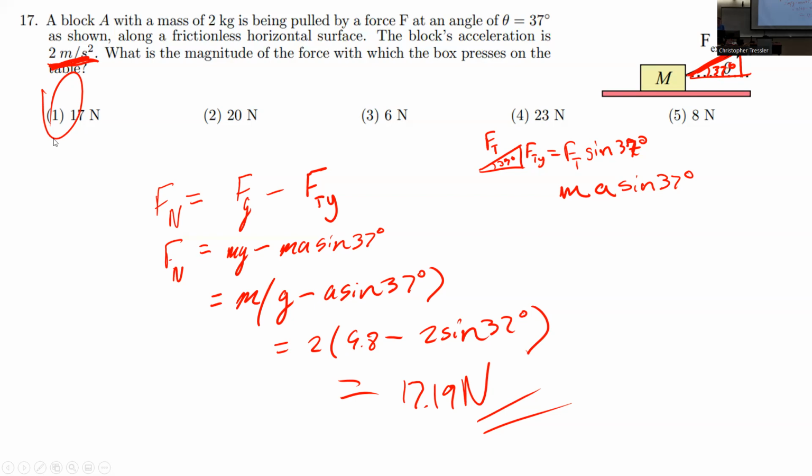Yes. Did you guys hear what he said? If you have something pulling up, then any answer that is greater than mg will be wrong, because if it's pulling up, you're going to subtract something. If you have something pushing down, any answer less than mg will be wrong. It has to be greater for this type of question.